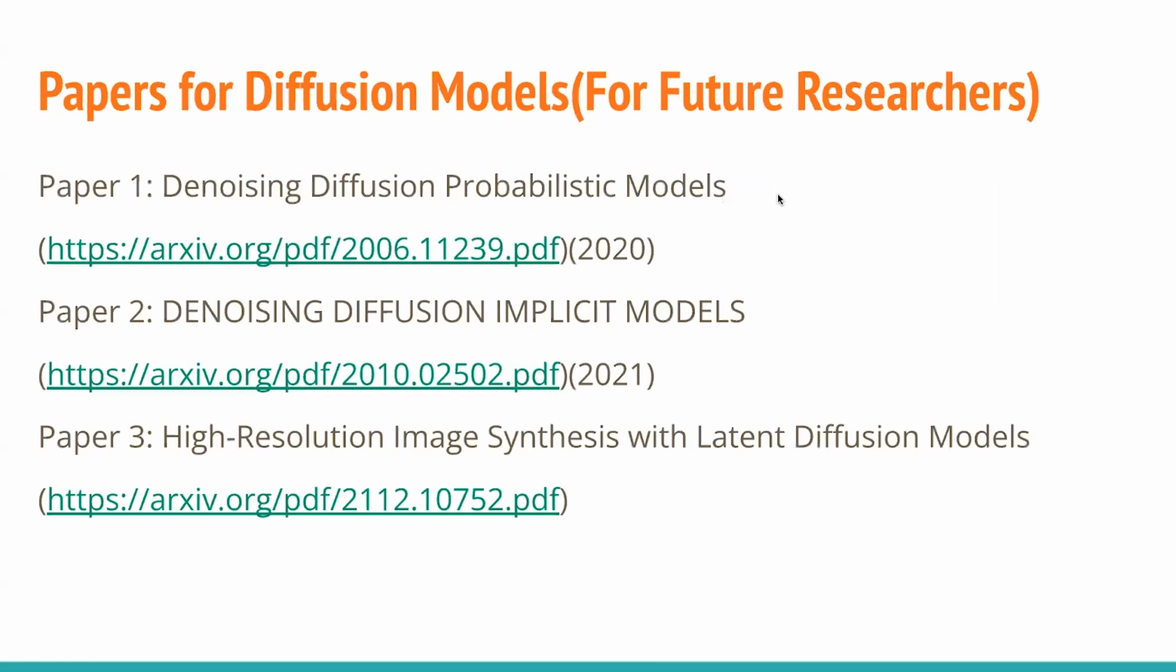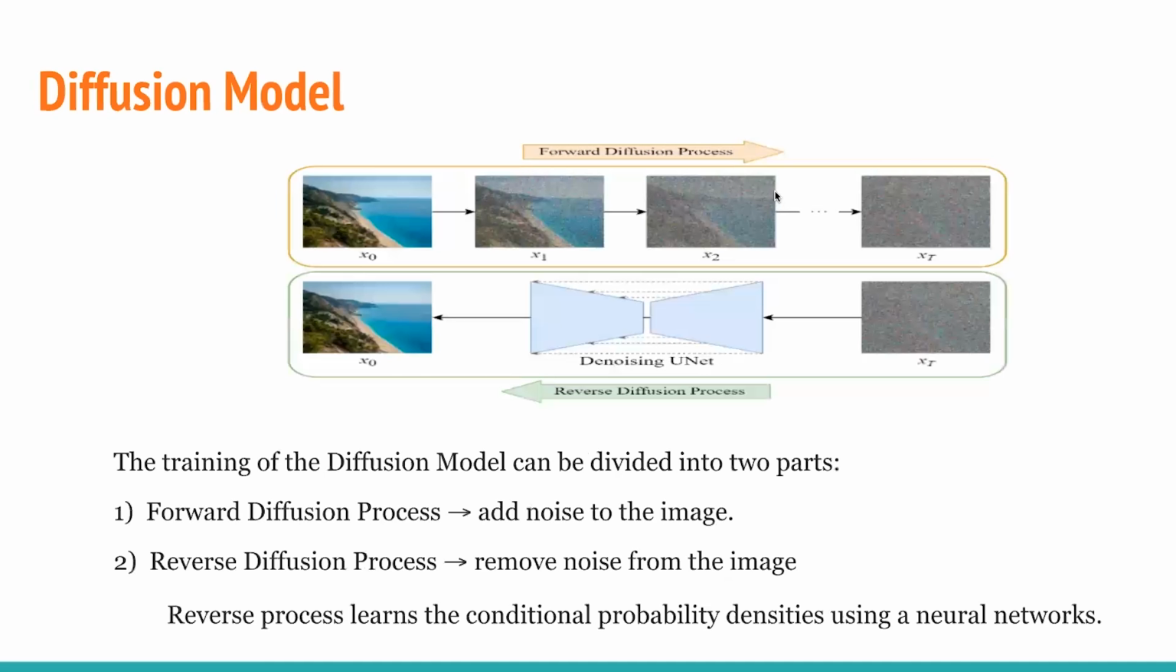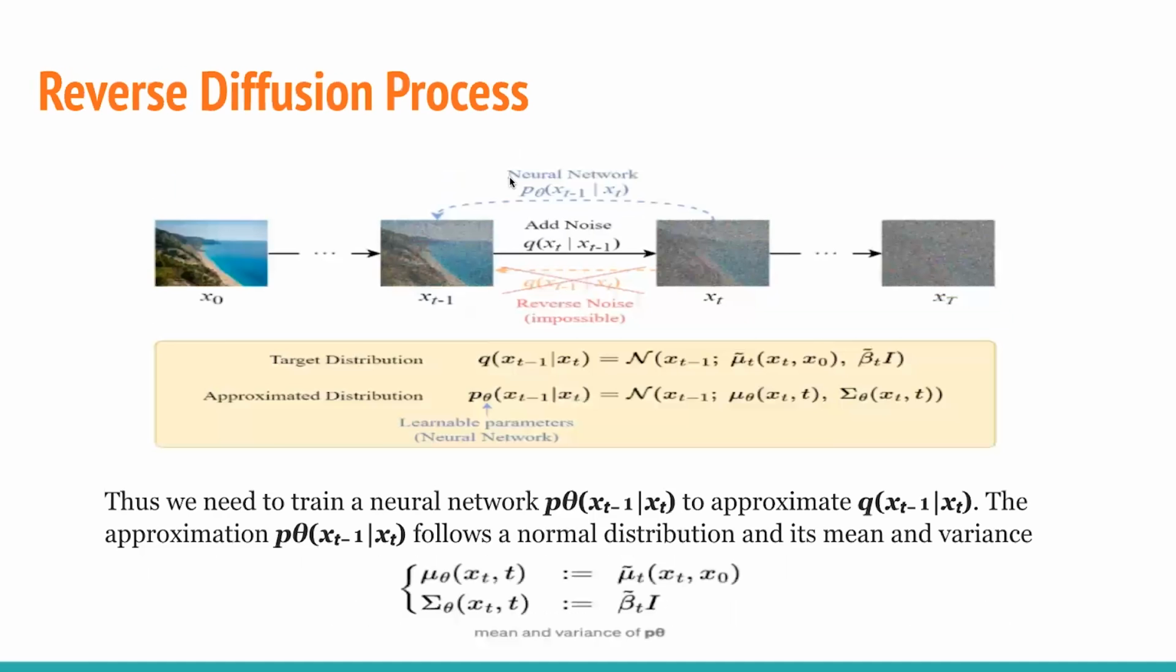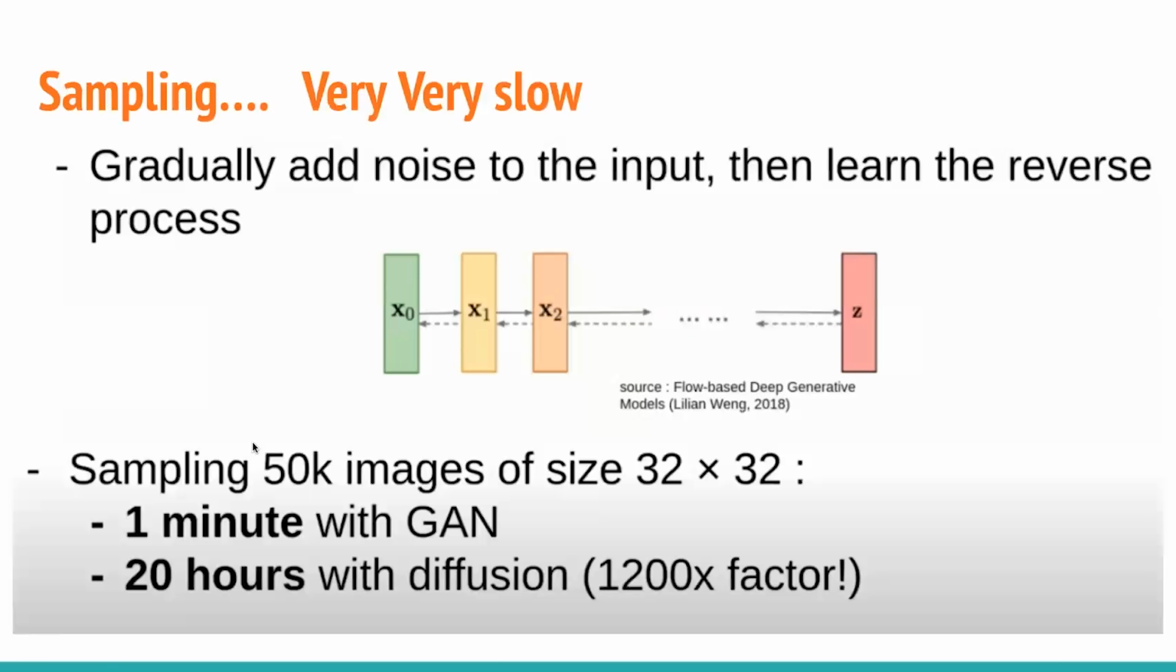Going quickly back to the original slide, I have to repeat these steps 1,000 times. This makes it intractable, very, very slow. Just to sample this many images takes 20 hours, just in sampling. I'm not talking about the training part. GANs are very fast in comparison.